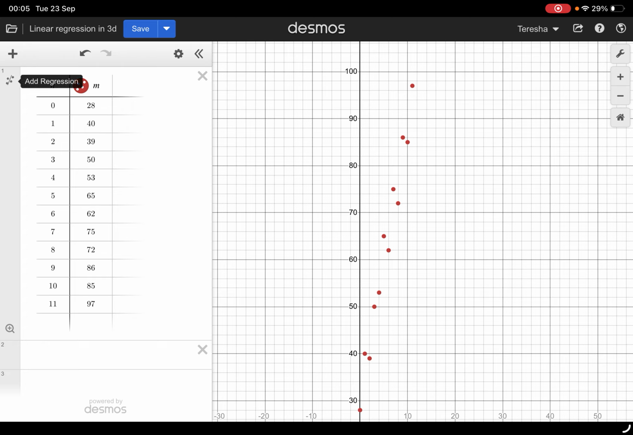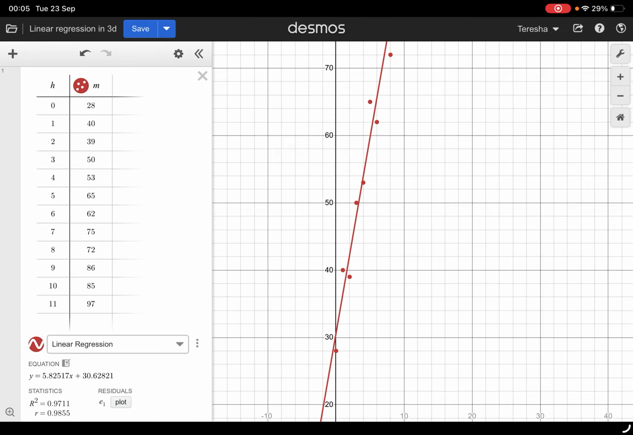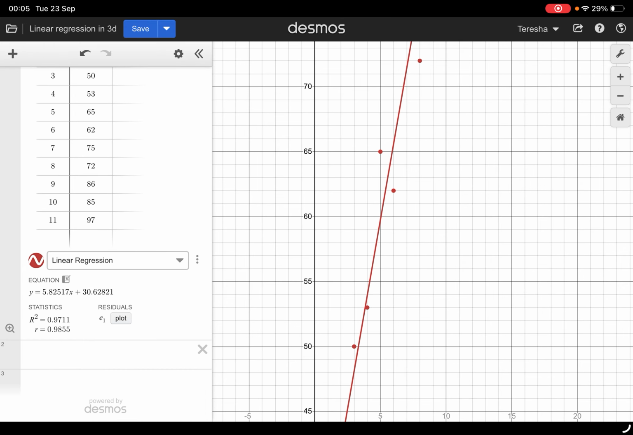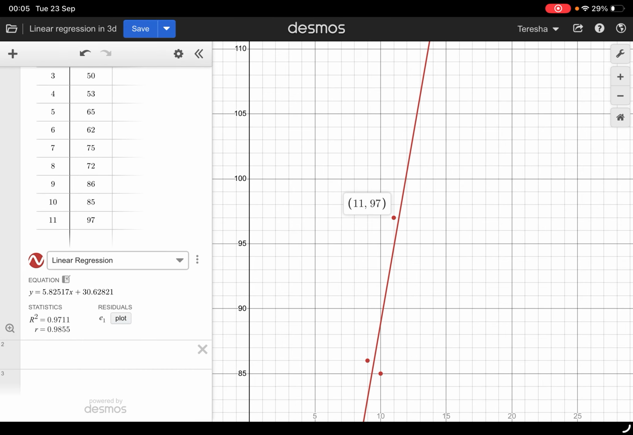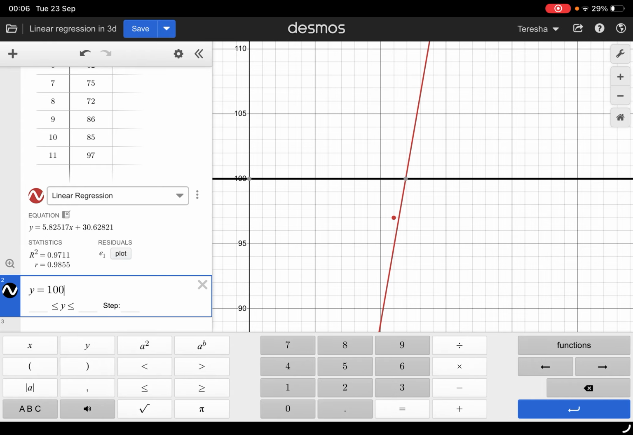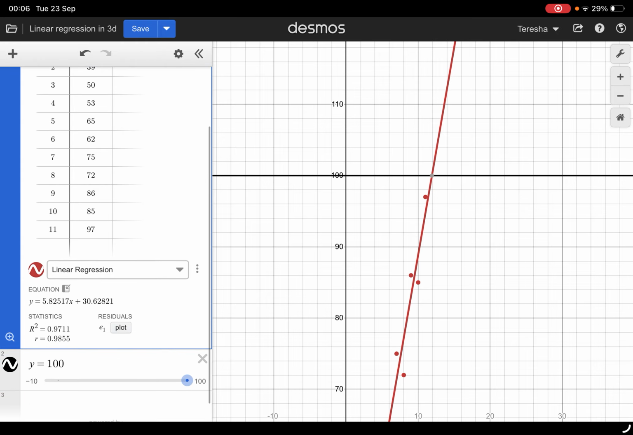So let's click here and boom, we have linear regression working. Now you'll see that this is not exact, but it kind of predicts. So the highest I went here was 11,97. Now I can predict how much a student should study. Like if I want to get 100 marks, how much should I study? So according to linear regression, I should study 11.9 hours. So that's how it goes.